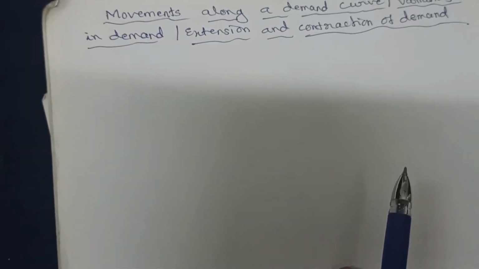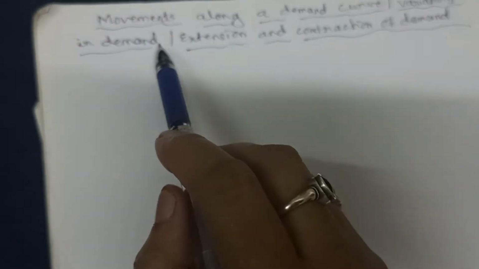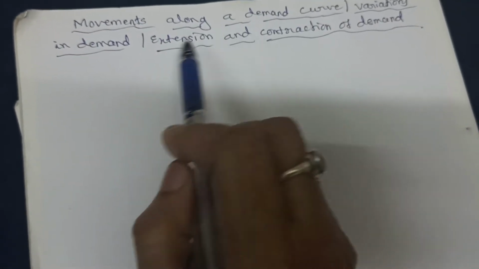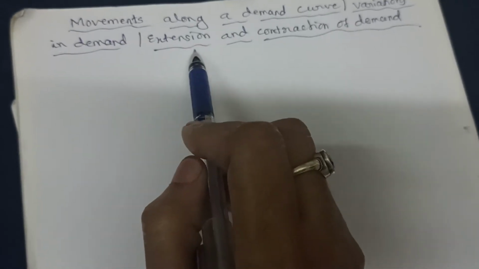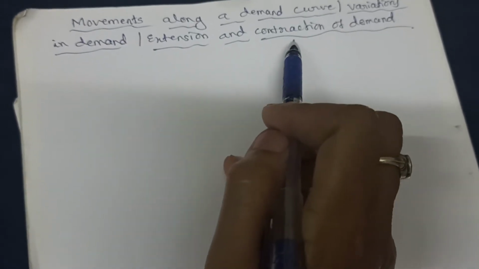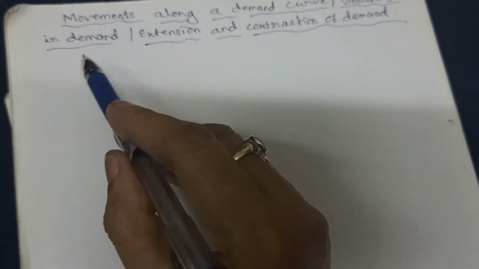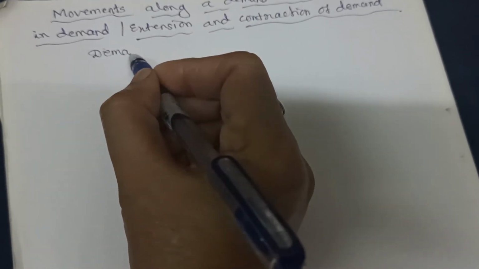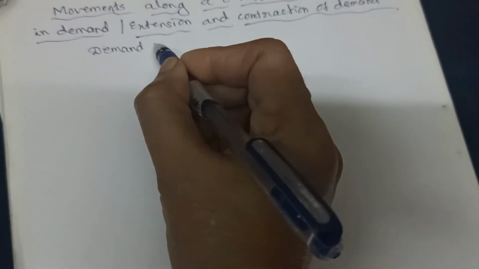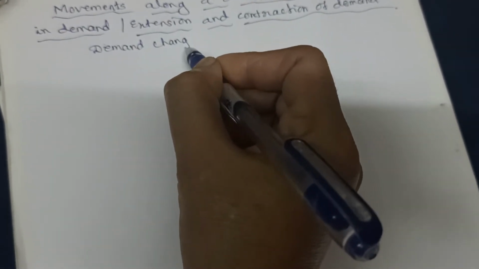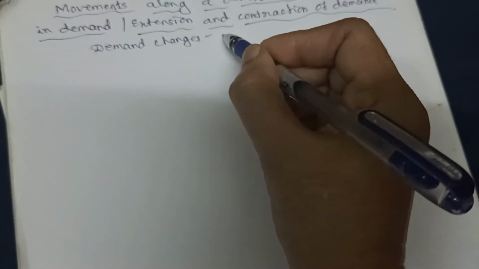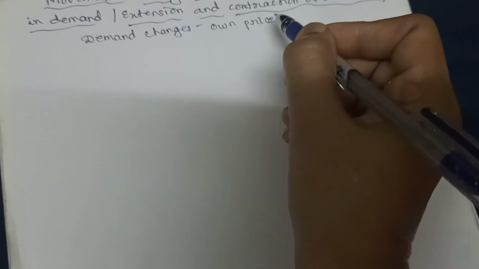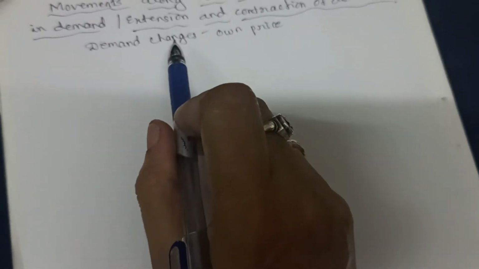Dear friends, today I will be explaining the movements along a demand curve, or variation in demand, or extension and contraction of demand. What are movements along a demand curve? Demand changes. Sometimes there is a rise in demand and sometimes a fall in demand. Demand changes due to what? Due to change in its own price. Due to change in the price of the product, the demand changes.